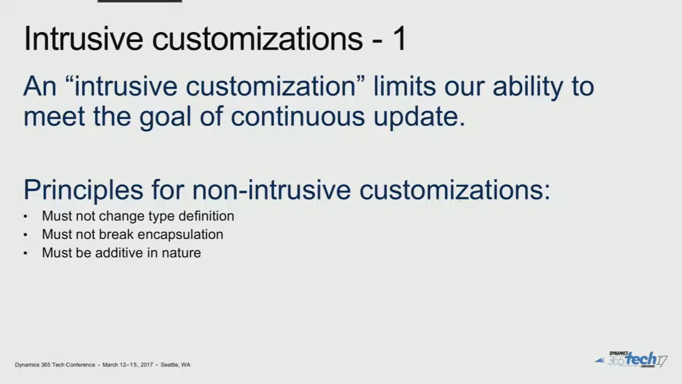So there's kind of three software engineering-oriented principles. A non-intrusive customization shouldn't change the type definition. So we don't want method signature changes. We don't want return type changes, things like that. We don't want to break encapsulation because we need to be able to move the product forward. ISVs need to be able to move their products forward, and the way you do that is by controlling your private implementations. And just in general, things need to be additive in nature, right? We don't want things to be replacing functionality in the product.